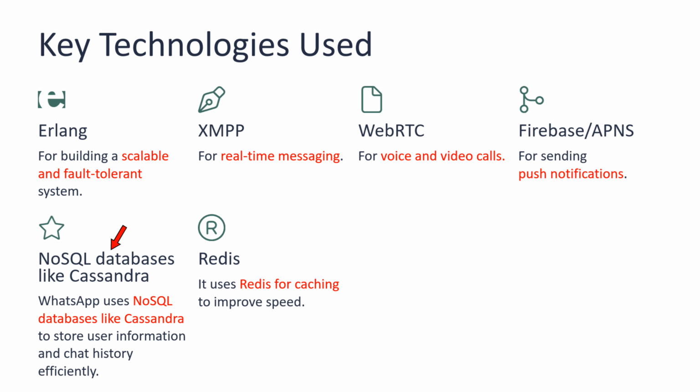WhatsApp uses NoSQL databases like Cassandra to store user information and chat history efficiently. WhatsApp uses Redis for hashing to improve the speed.